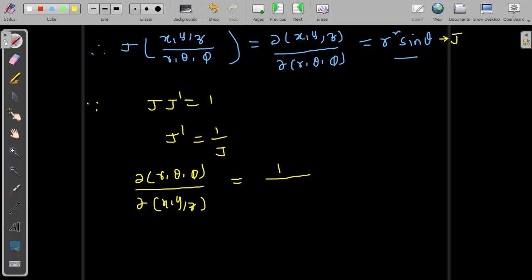Now replace the result here, r square sine theta, which means dou of r theta phi by dou of xyz equals 1 by r square sine theta. No need to again apply the same procedure. Simply recall the rule of Jacobian property. This is called the Jacobian property: J times J dash equals 1. Using this rule, we could find the second result. Okay. Thank you, students. Thank you for watching.